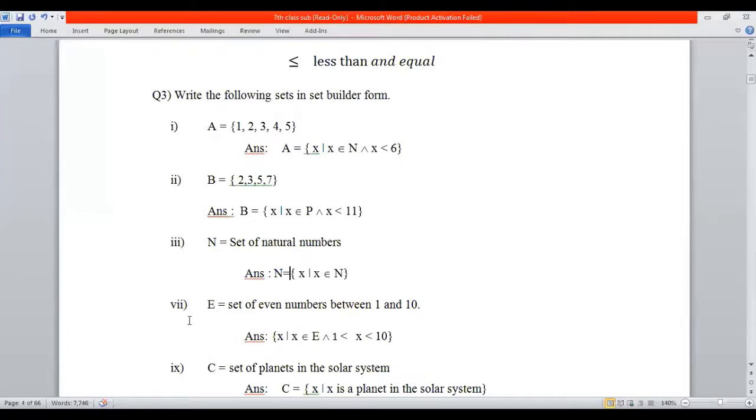Now come to the seventh part. The seventh part is the set of even numbers between 1 and 10. Now this is slightly different because you have been given the range between 1 and 10. It means that 1 and 10 are not included in this set. Only the elements which are in between 1 and 10, that is the even numbers 2, 4, 6, 8.